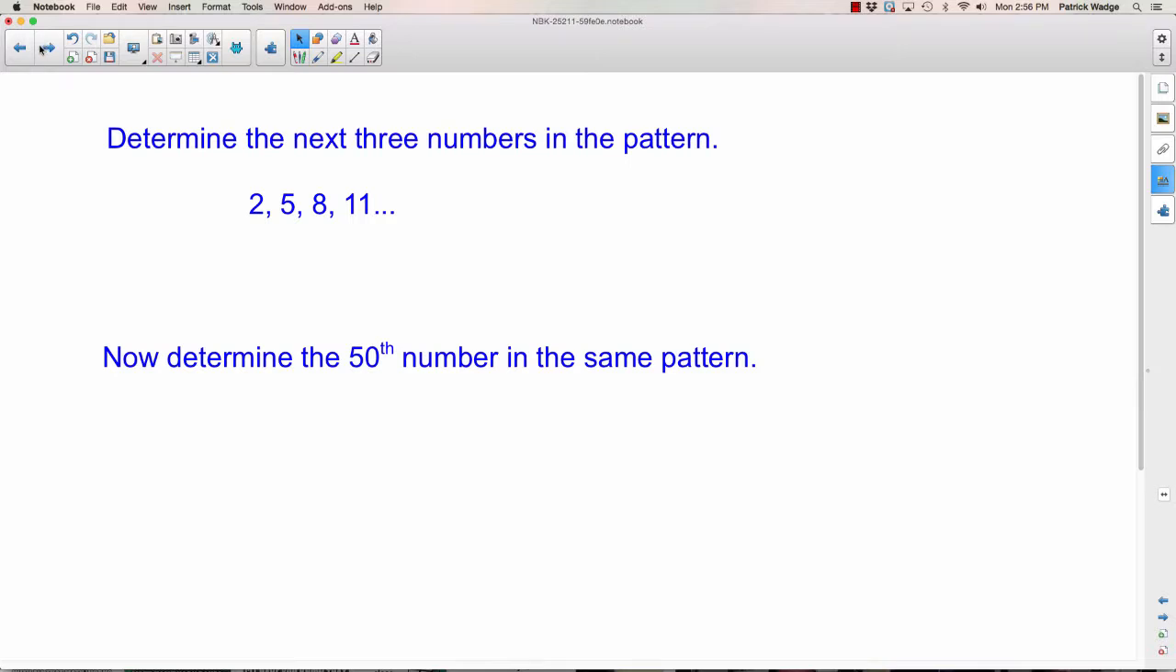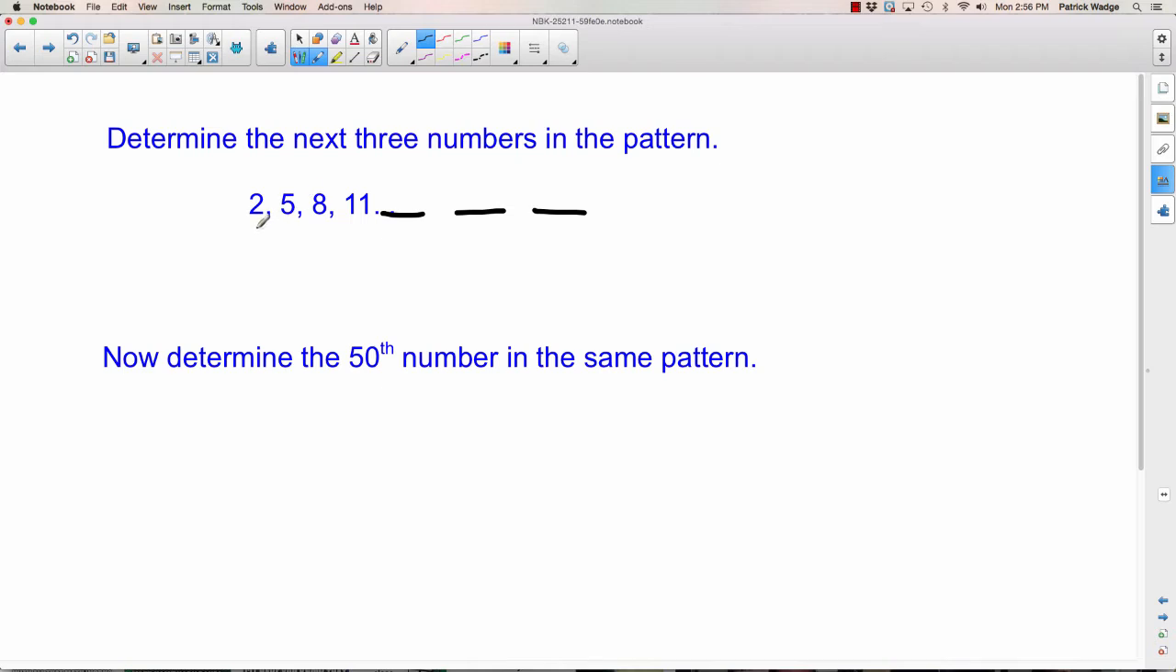Let's get started. This is like we did last day. Determine the next three numbers in the pattern: 2, 5, 8, 11. We want to know what are the next three numbers in that pattern. And I'm betting that many of you have already got the answer. What did you do to figure it out?